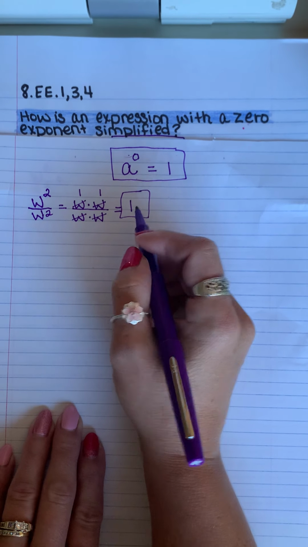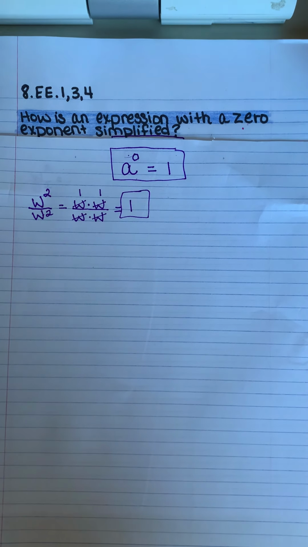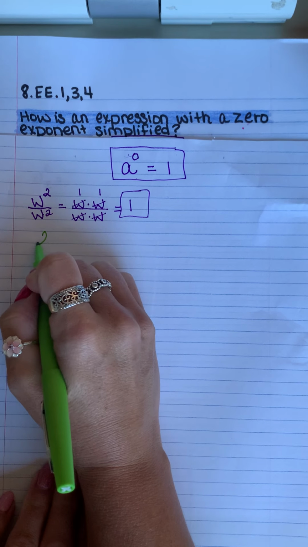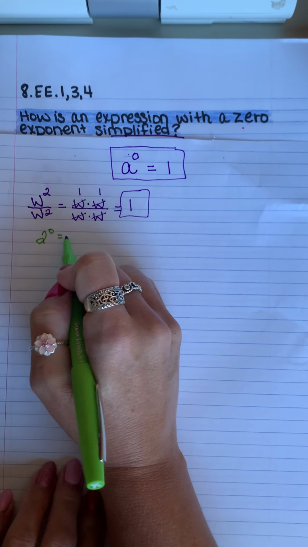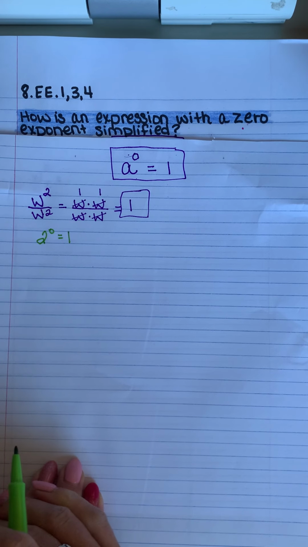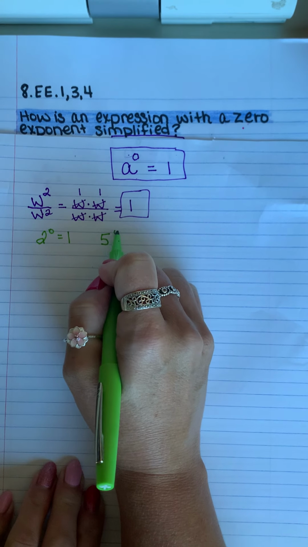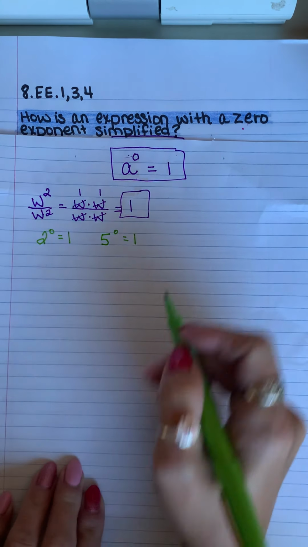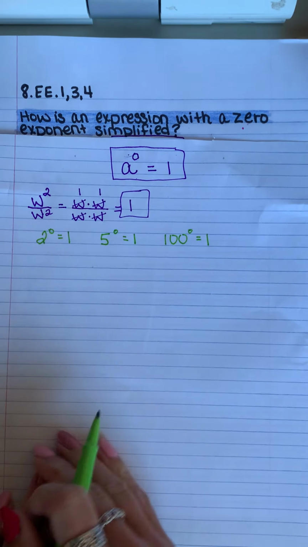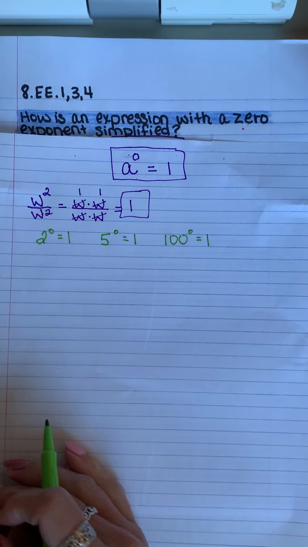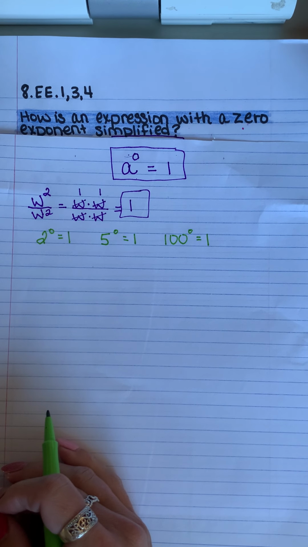All right, so let's look at a couple examples of this now with some numbers, and then with a combination of numbers and variables. So just real basic, if I start with a 2, 2 to the 0 power, regardless of what that base is, it's always going to be 1. If I take 5 to the 0 power, still going to equal 1. If I take 100 to the 0 power, still going to equal 1. So it doesn't matter what that base is. If you're taking it to the 0 power, then the answer will always be 1.